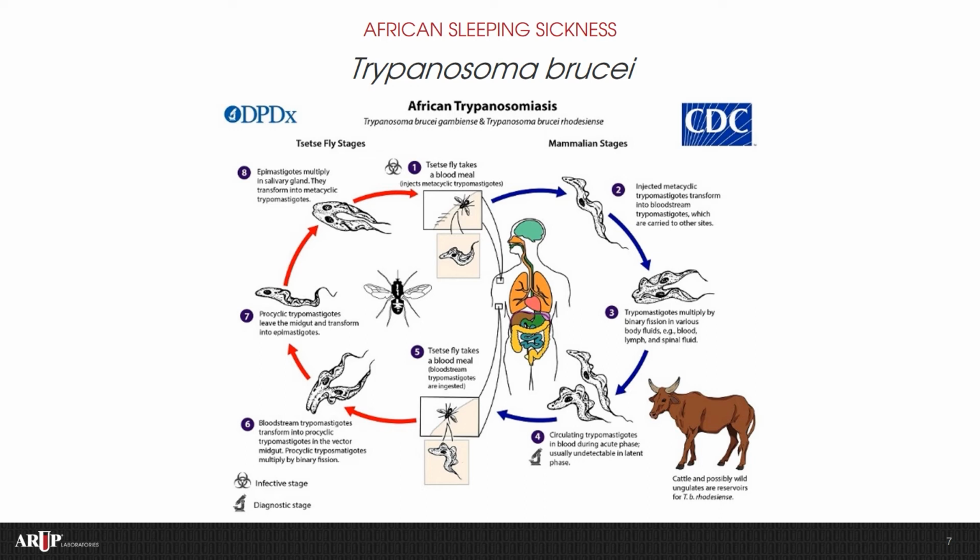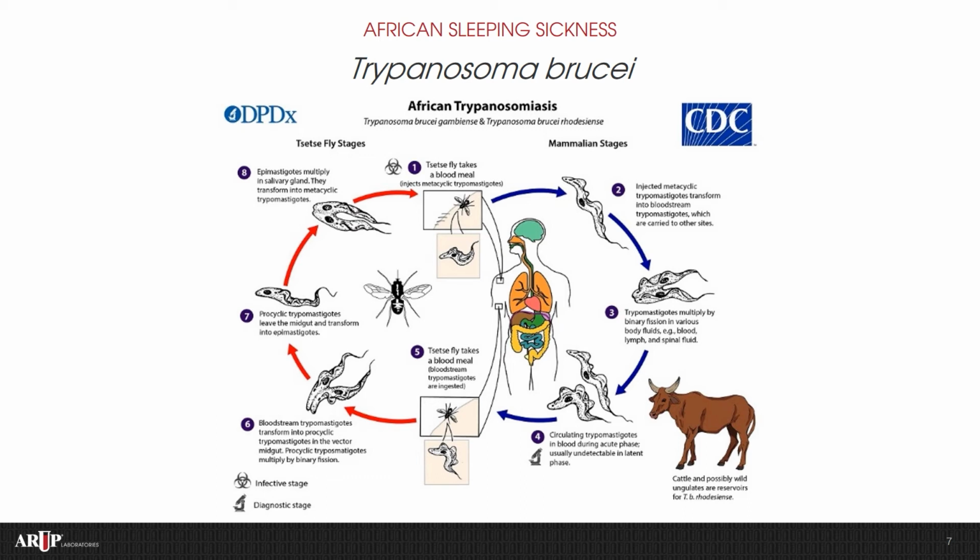The tsetse fly becomes infected with bloodstream trypomastigotes when taking a blood meal on an infected human host. In the fly's midgut, the parasites transform into procyclic trypomastigotes, multiply by binary fission, leave the midgut, and transform into epimastigotes. The epimastigotes reach the fly's salivary glands and continue multiplication by binary fission. Infection occurs in two stages, which may sometimes be preceded by the development of a chancre at the site of inoculation within days of being bitten by the infected fly.